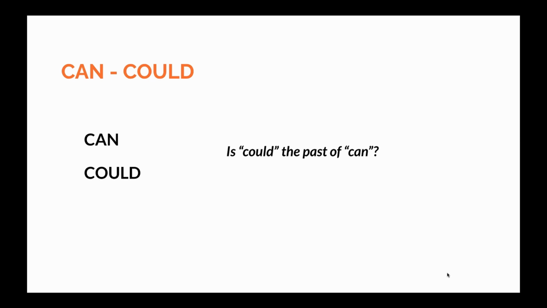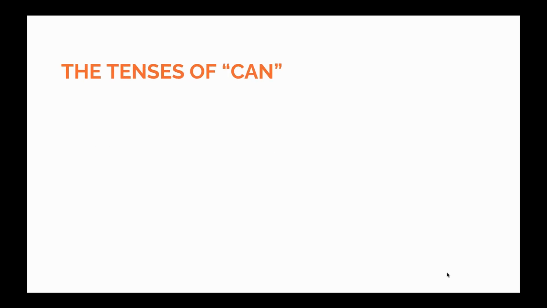Some people might say that could is the past of can, but is that really true? Is could the past tense of can? Well, the answer is yes and no. Sometimes you can use it as the past tense, but no. So why is this such an important topic, and why is there some confusion?